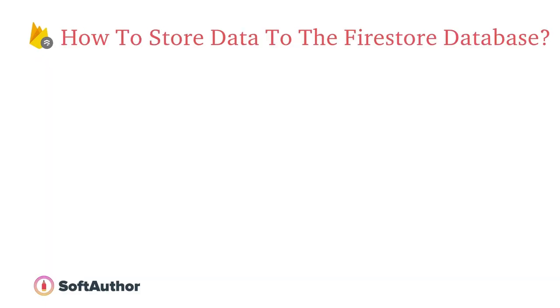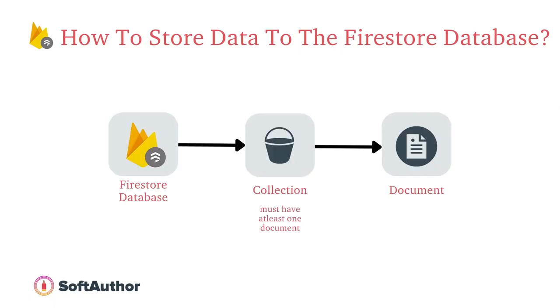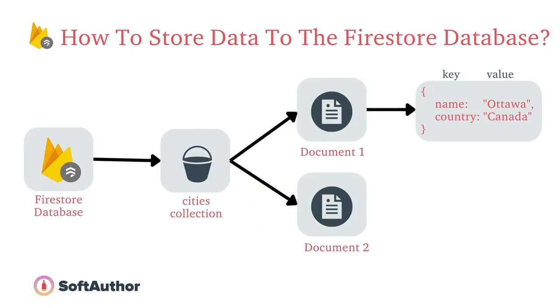Now, how do we store data? There are two parts, collection and document. You create a collection first, a data bucket, then add documents. Each document consists of key value pairs, similar to a JSON object. Let's see that in action.